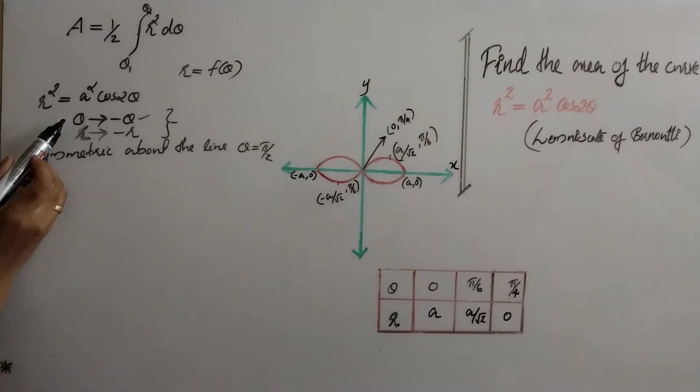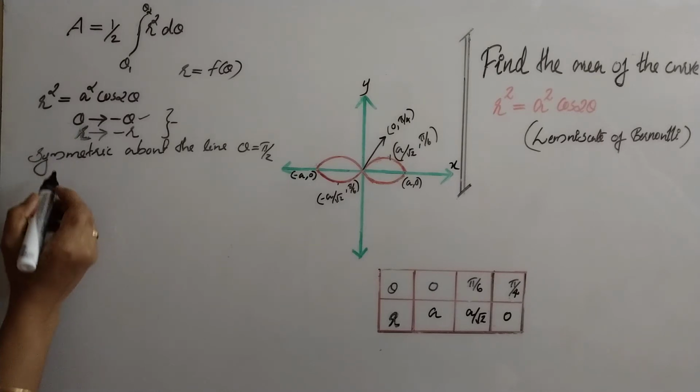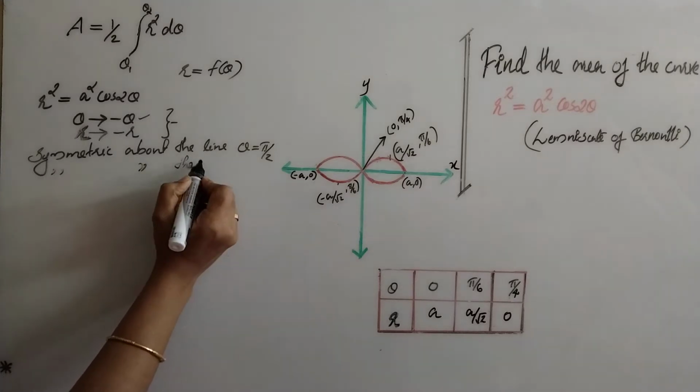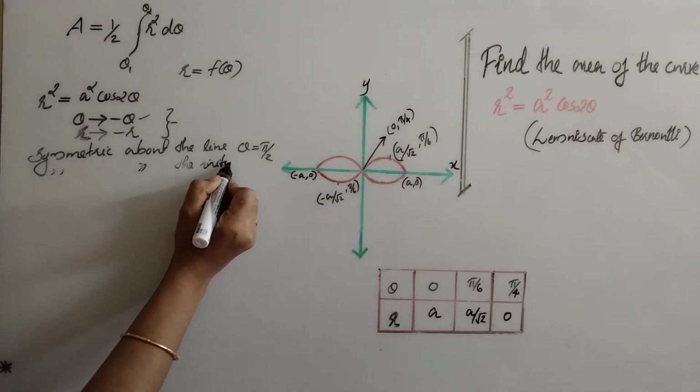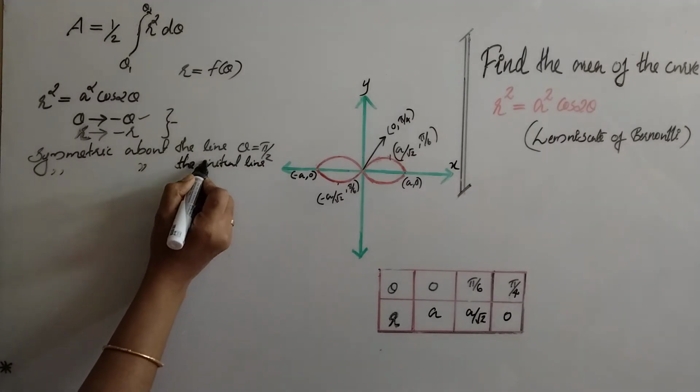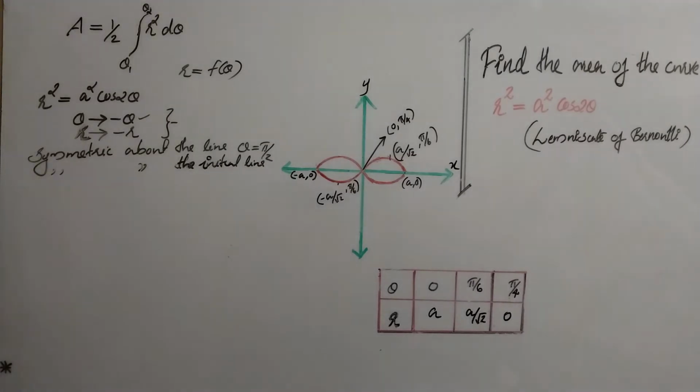And if we change theta by minus theta, it does not alter the equation, then the curve is symmetric about the initial line. Symmetric about the initial line also.